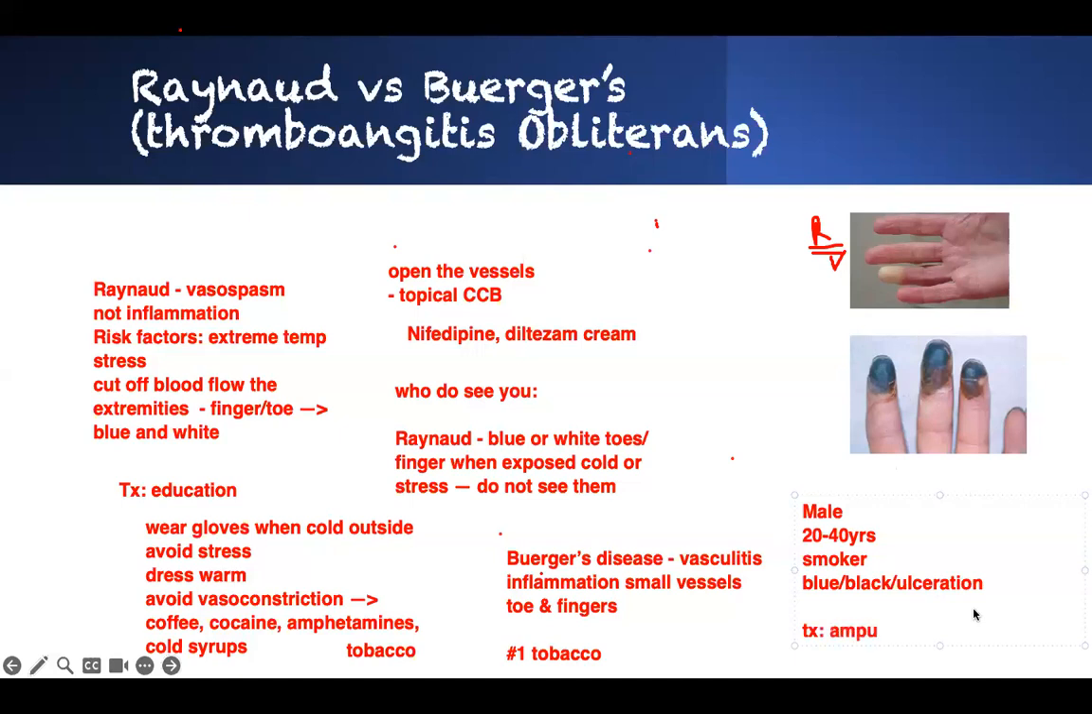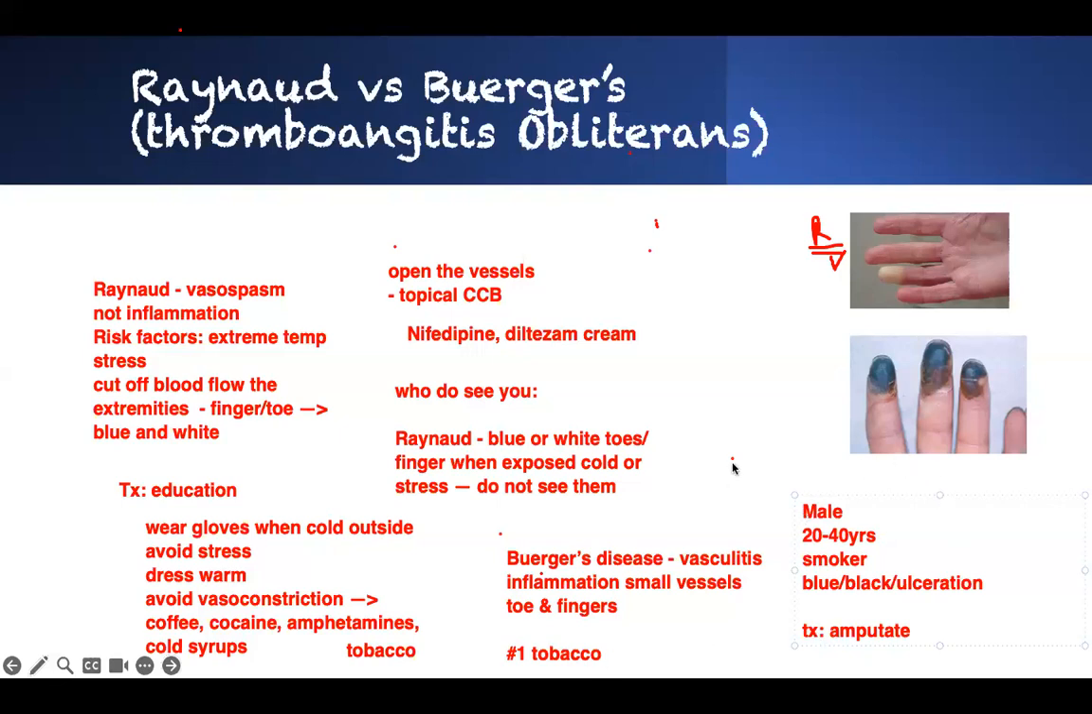You're going to amputate those fingers. They're dead, or they will auto-amputate if it's a dry gangrene. So these are like gangrene. They themselves will die and cut off. Some people need surgery to cut it off. So that is the difference. There is inflammation. Number one cause is tobacco, and it's a vasculitis.